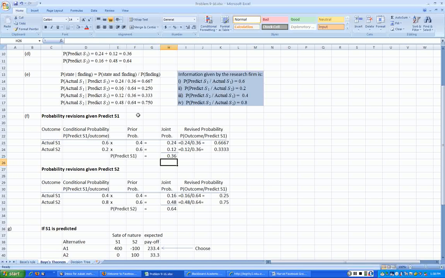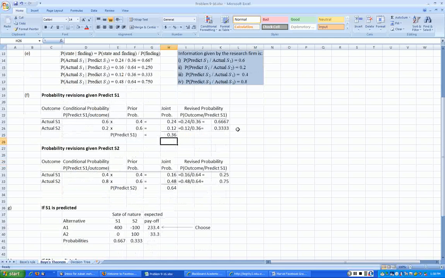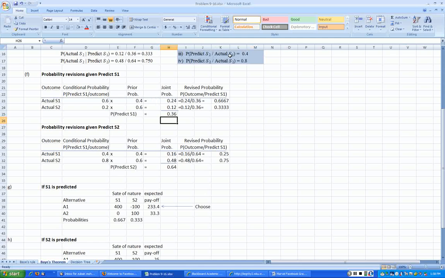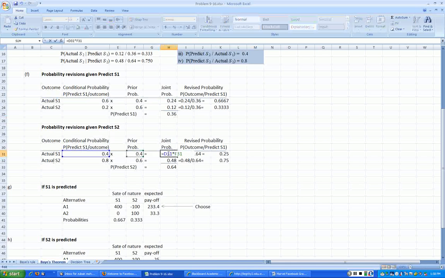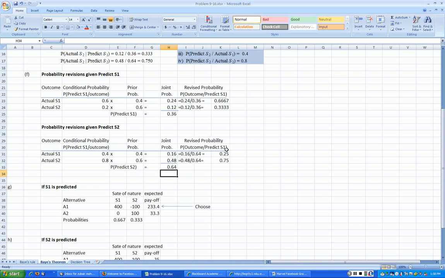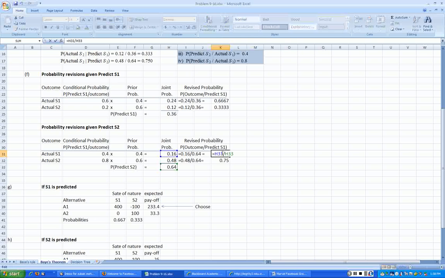through the algebraic manipulation. Similarly, given the survey prediction being bad economy, we have the same numbers. Now they will come back and tell us 0.8 and 0.4. Actually, S1 prediction S2 is 0.4, and actually it is S2 bad economy, and the prediction about the bad economy is 0.8. Take the product of those two with the prior, similarly to before, get the joint probability, and sum them up. That's the probability of predicting a bad economy. That's 0.64, and the individual ratios are what you see here. That's the revised probabilities.